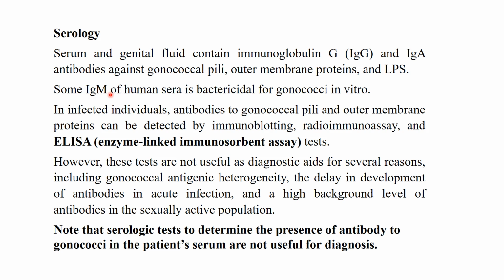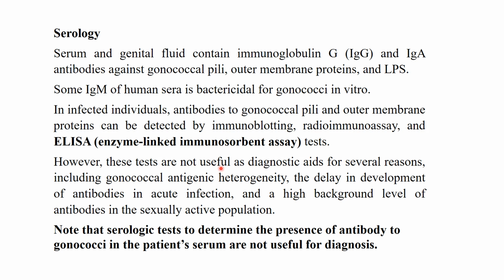Some IgM of human sera is bactericidal for gonococci in vitro. In infected individuals, antibodies to gonococcal pili and outer membrane protein can be detected by immunoblotting, radioimmunoassay, and ELISA (enzyme-linked immunosorbent assay). We can use immunoblotting, radioimmunoassay, and the ELISA for the identification of the antibodies against the pili and the outer membrane proteins.